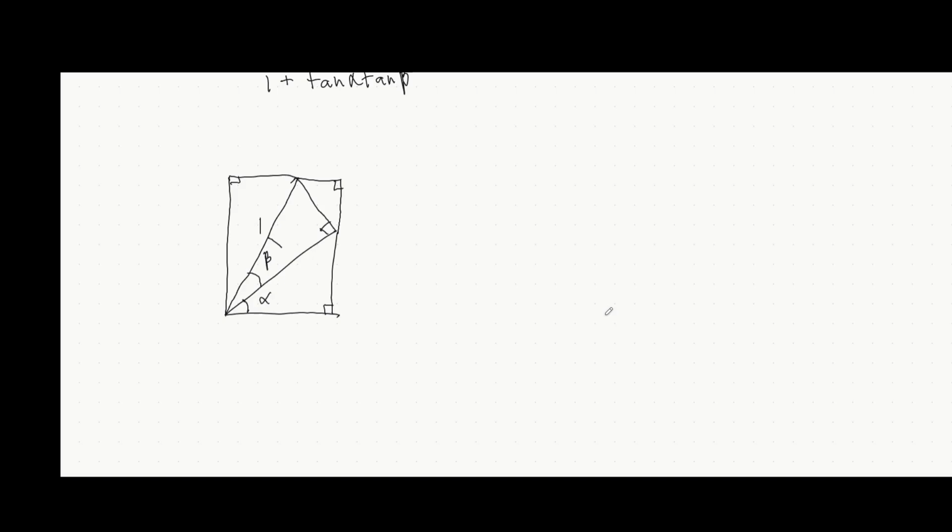So because this total angle is alpha plus beta, then the angle over here is also alpha plus beta. So because this triangle on the left has angle alpha plus beta and hypotenuse 1, then the opposite side here is going to be sine of alpha plus beta, and the side adjacent to the angle is going to be cosine of alpha plus beta. So if we can find the side lengths of this triangle, we have our formulas.